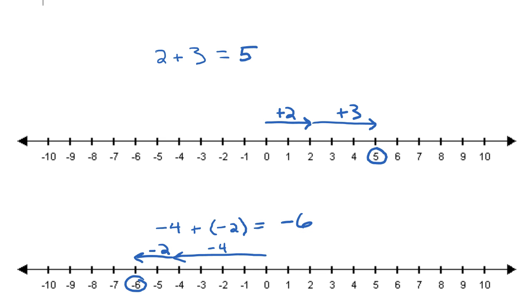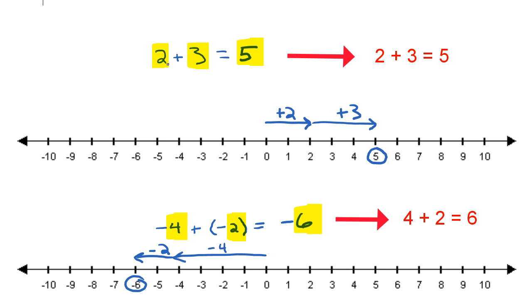Let's take a look at something here. I've got 2 and 3 and 5. And then down here I have 4 and 2 and 6. Notice that I'm ignoring the signs and I'm just looking at the number part. Well, that's what we call the absolute value of the numbers. Look what happens if I just add the absolute values. 2 plus 3 equals 5. And down here I have 4 plus 2 equals 6.